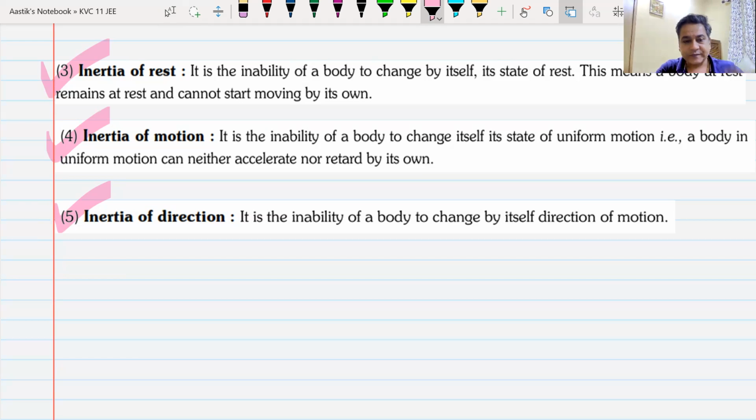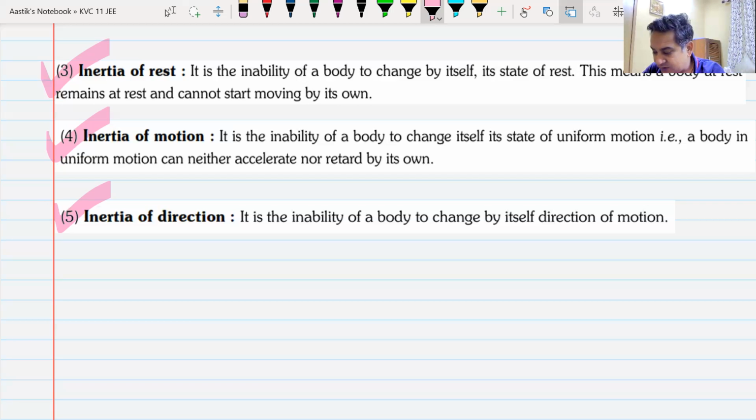Now, once we understand this inertia, the next thing that we should understand is, we have seen Newton's first law: unless an unbalanced force acts on it, right? So the next thing that we must understand is force.